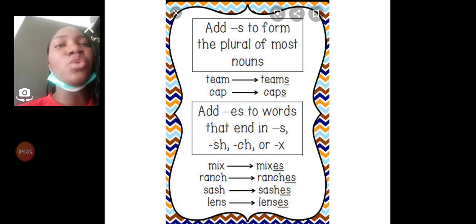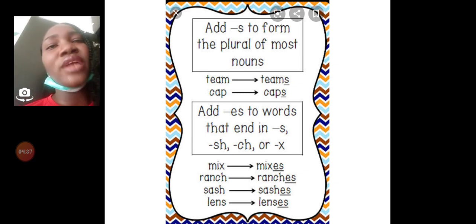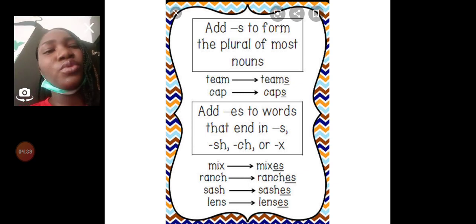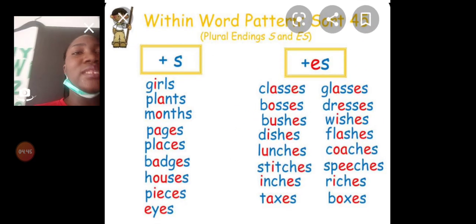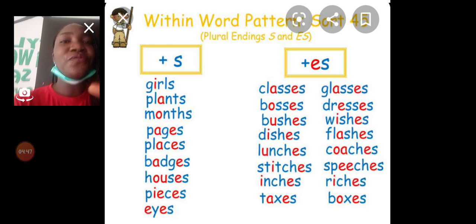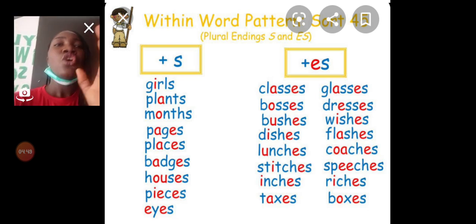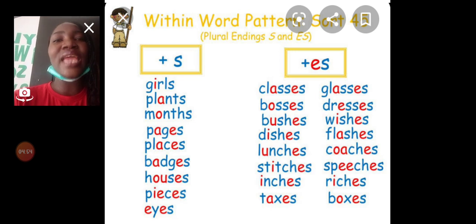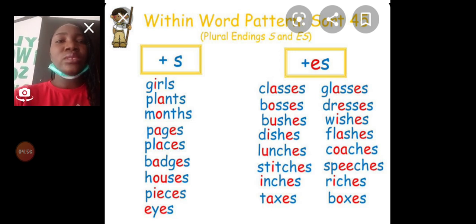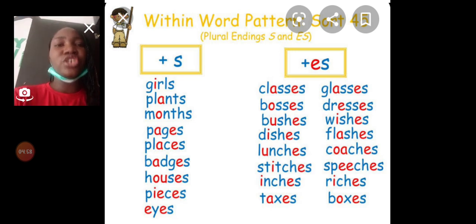Do you understand? So mix will be mixes. Ranch will be ranches. Sash will be sashes. Lens will be lenses. Let's look at another picture. Now, these are the examples. You will see how I differentiate this. If you look at the words on the left, all we need to do is just add s to them. Look at girls, plants, months, pages.